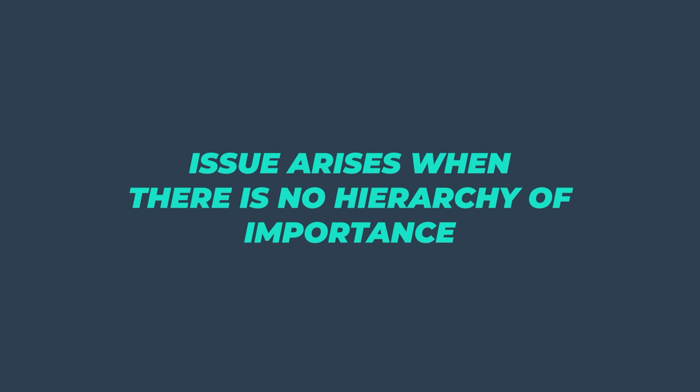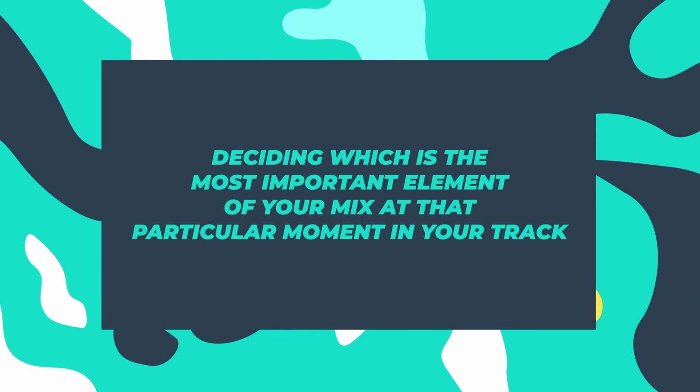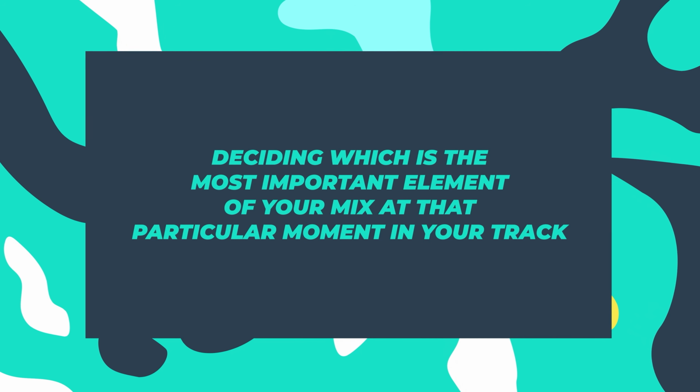Now as I said, frequency masking arises when 2 or more elements share the same frequencies in a mix, which isn't a problem per se, because if every instrument just had its own frequency range and there was no overlap, it would sound very, very unnatural. For example, the human voice is going to share some frequencies with a guitar or a piano, but the issue arises when there's no hierarchy of importance. And if you're sharing the same frequencies in the mix, something is going to have some of those frequencies ducked to avoid this muddiness. So the first step is deciding which is the most important element of your mix at that particular moment in your track.